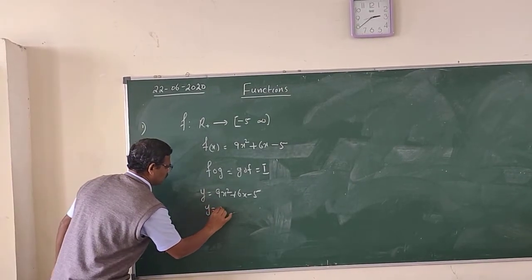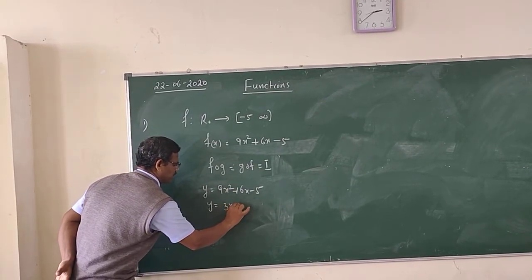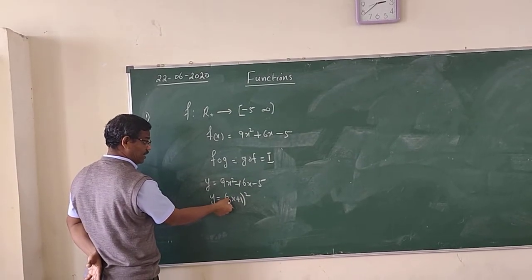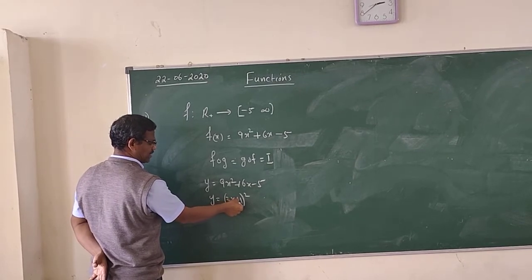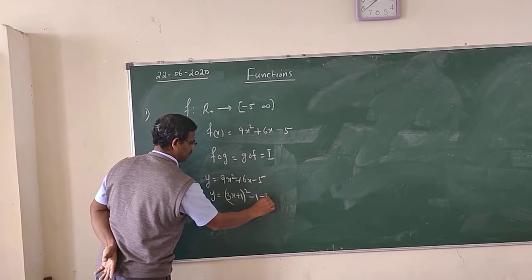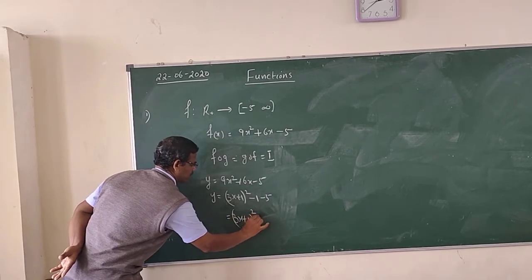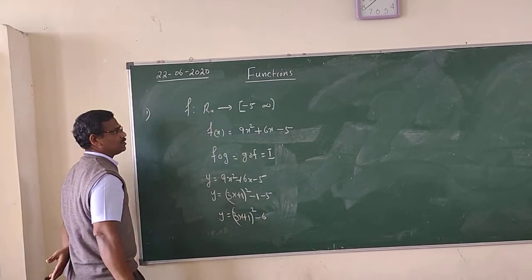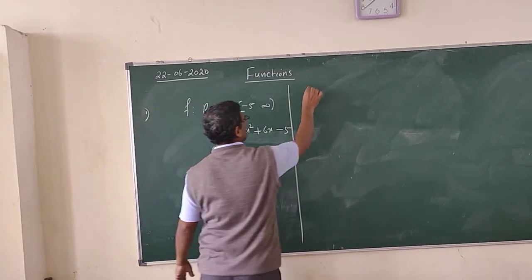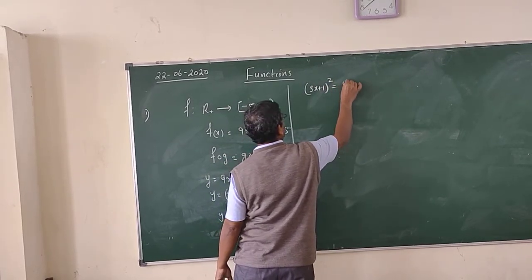You know that y = 9x² + 6x − 5. We can write it as (3x + 1)². When you expand (3x + 1)², you will get 9x² + 6x, and there will be a 1 addition here. So that 1 and this −5, we get (3x + 1)² − 6. Let us find x from here: (3x + 1)² = y + 6.